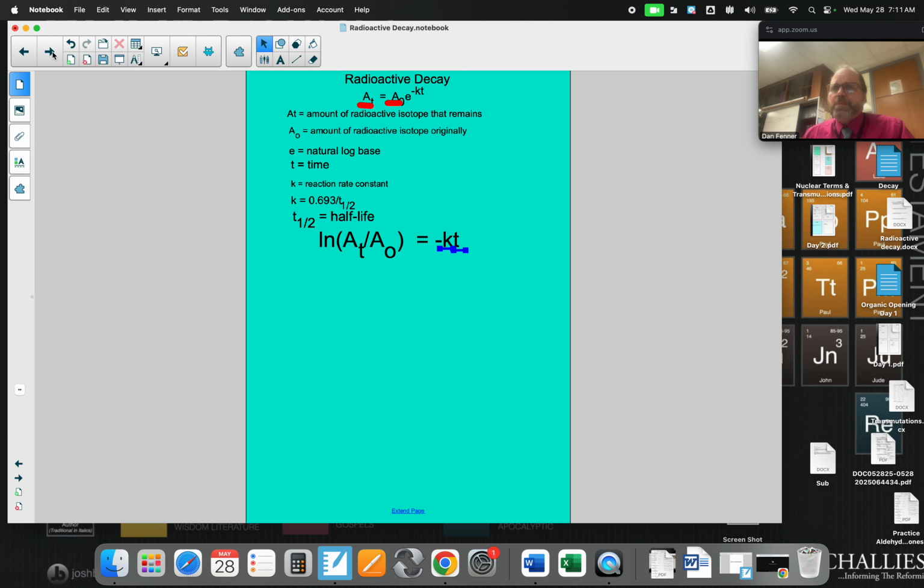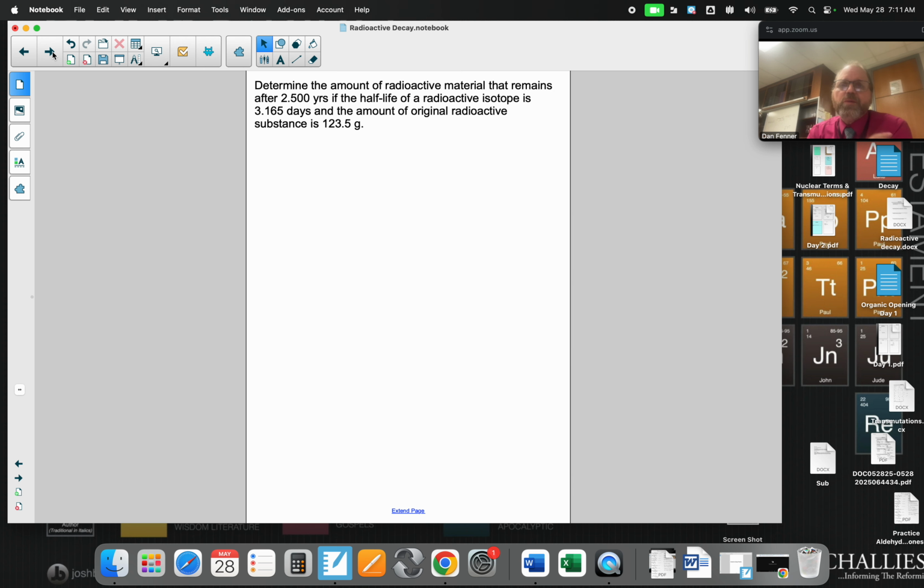Okay, let's take a look at a couple of these. All right, for this one, determine the amount of radioactive isotope that remains after 2.500 years if the half-life of the radioactive isotope is 3.165 days and the amount of originally radioactive substance is 123.5 grams. So we put our values, A sub t, A sub 0, k, t, in a graphic organizer. We want to identify our values. Well, A sub t, the amount that remains right now, is unknown. That's what we're looking for. A sub 0, how much we have originally, is 123.5.